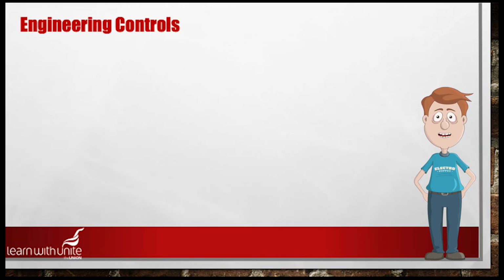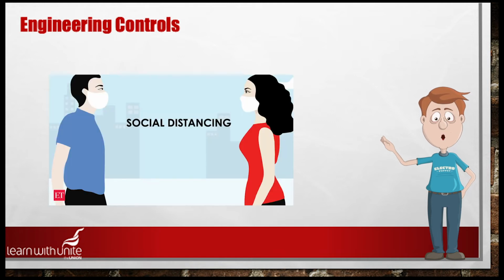We will now look at engineering controls. Many of us have been doing this without knowing it. Social distancing, for example, is an engineering control. So you should look at how we can do this in your workplace too.